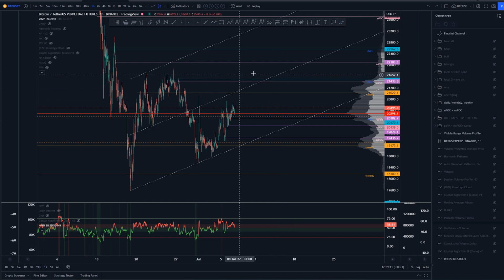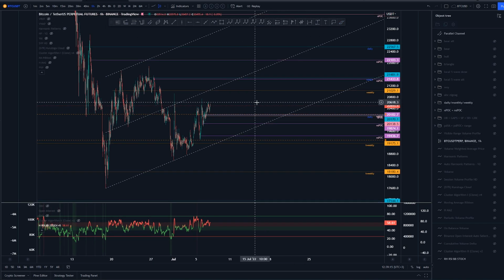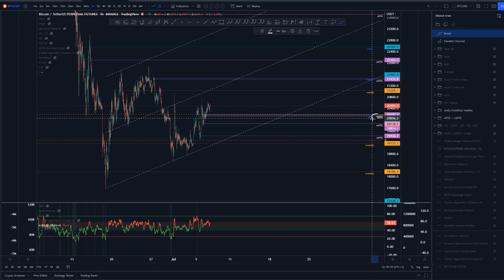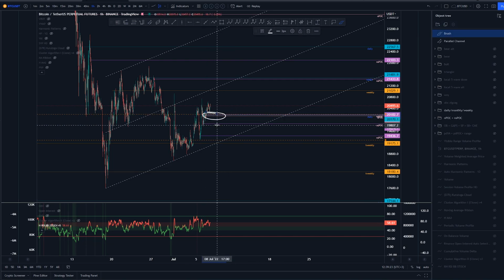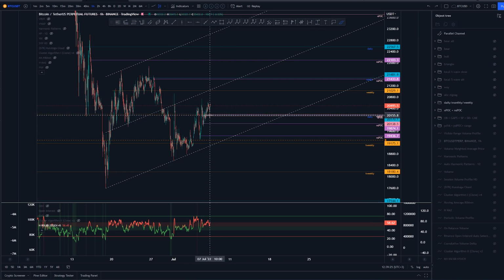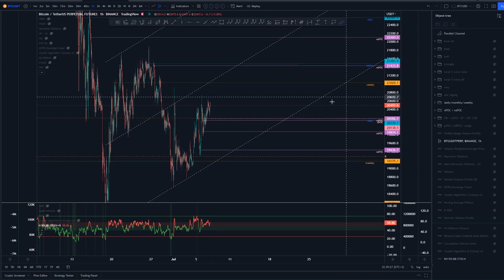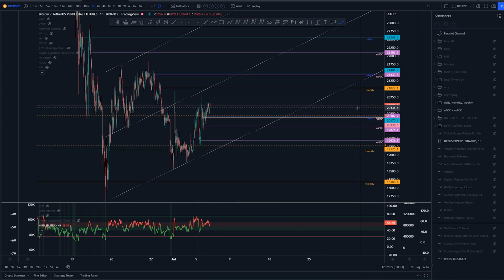Other interesting areas that we have here, of course, are these naked point of controls, session point of controls, and a naked point of control of a daily, which in itself is around this 20.15k, just below us. So again, that is going to be some interesting area to look at if we are going to be bouncing downwards today. But that is pretty much the interesting areas here.